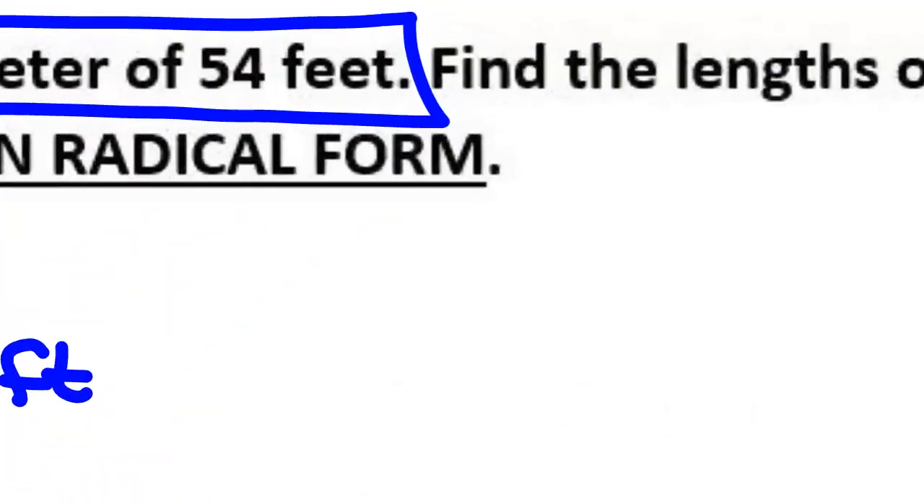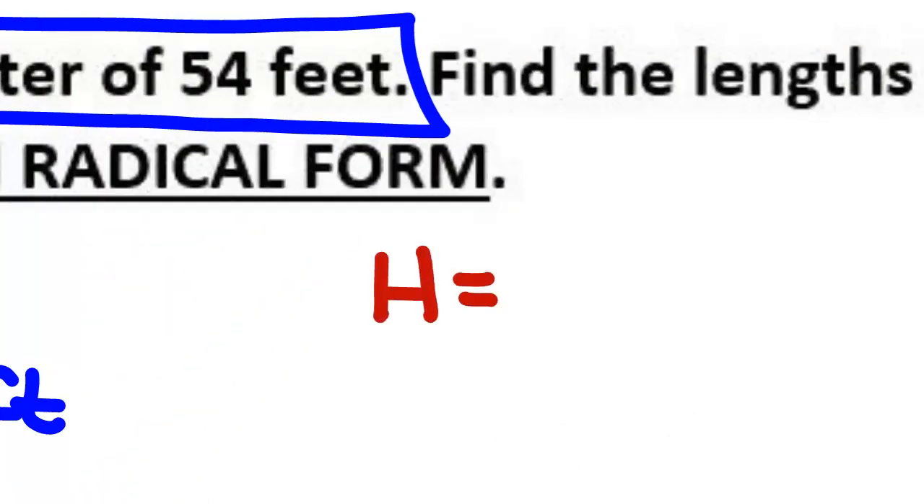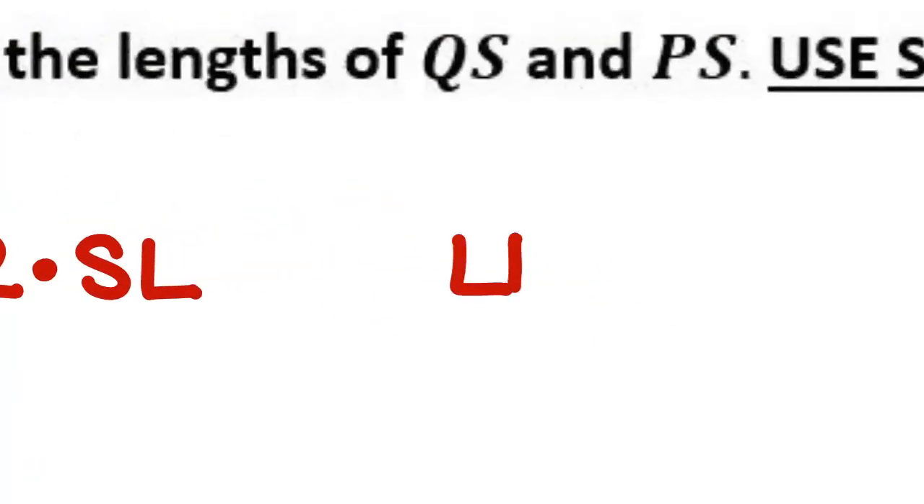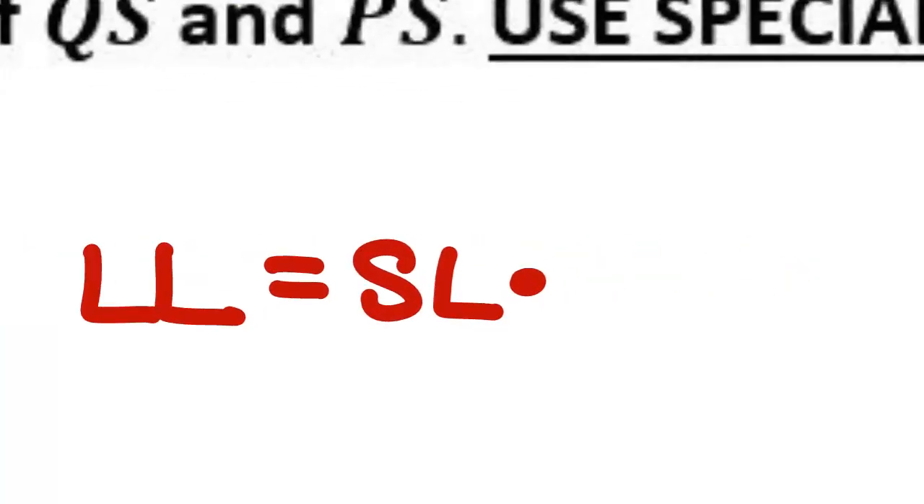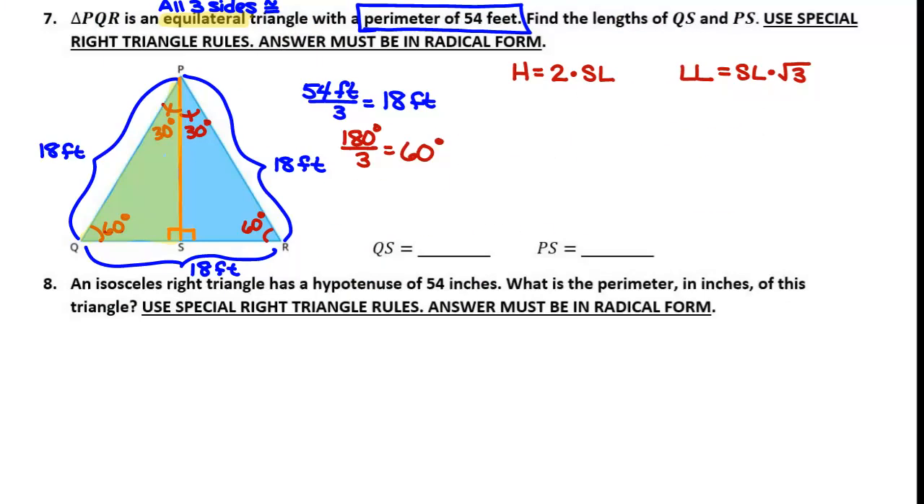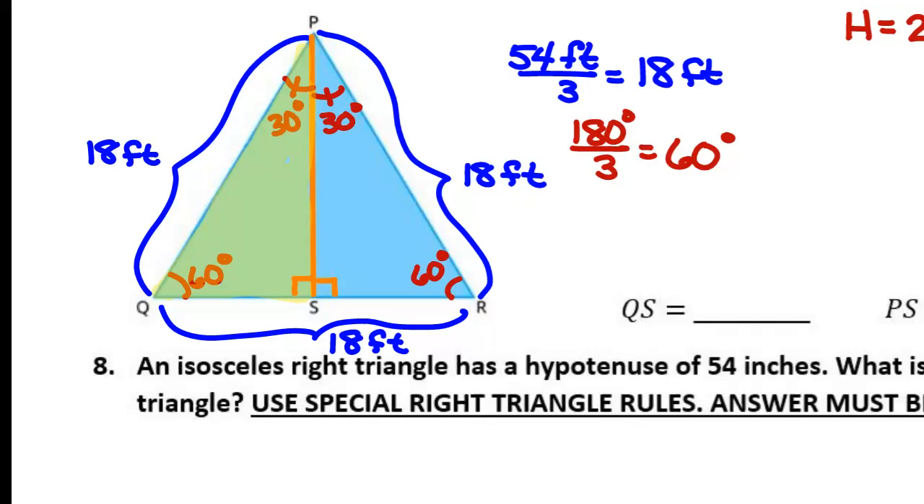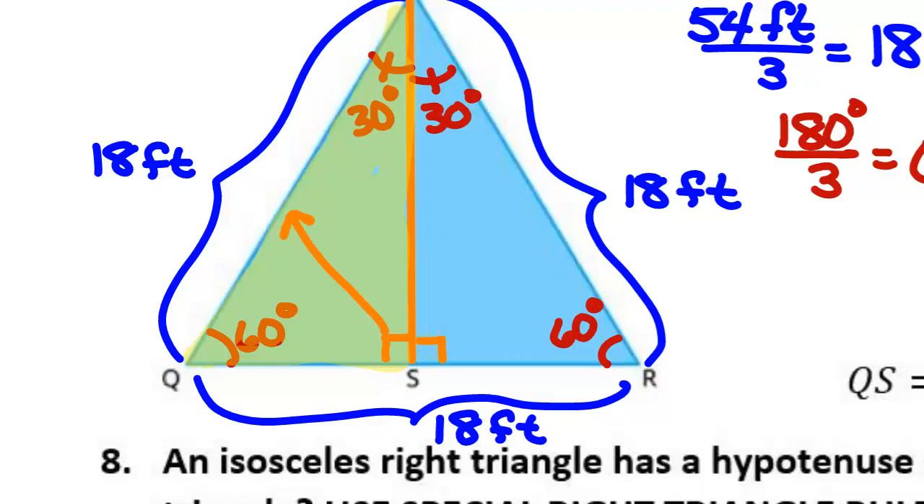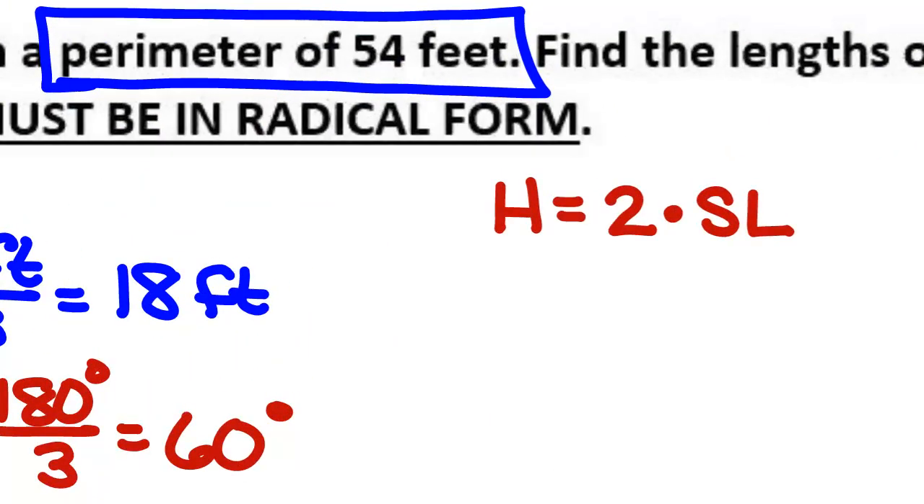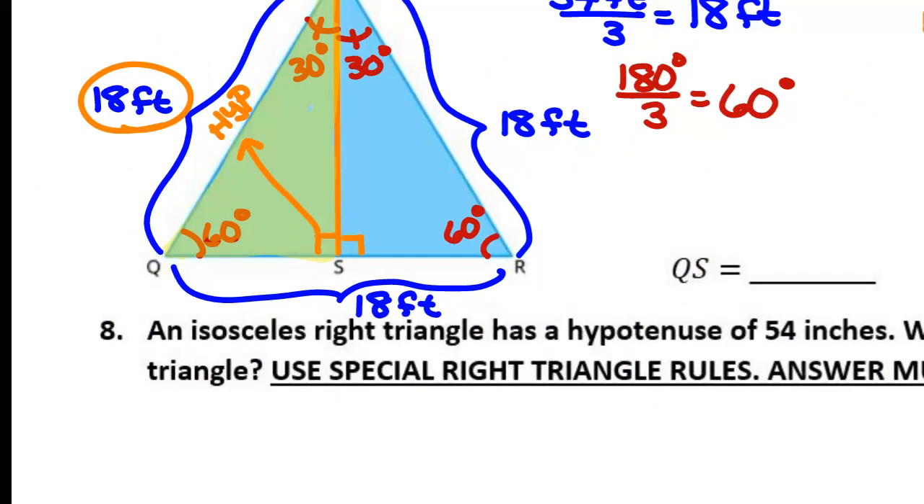We had two formulas for that. Hypotenuse is equal to 2 times the short leg, and long leg is equal to short leg times radical 3. If I'm looking just at the yellow triangle, what would the hypotenuse be? 18. Here's the hypotenuse. So in the place of h, I can replace that with 18. So 18 equals 2 times, what would the short leg of that yellow triangle be?